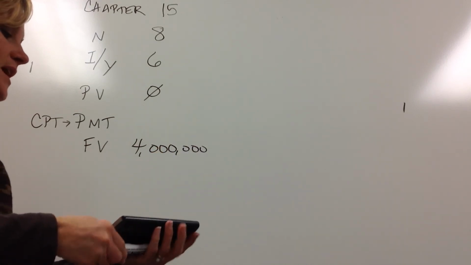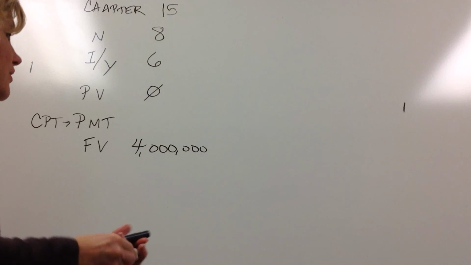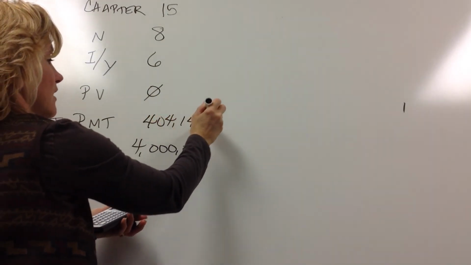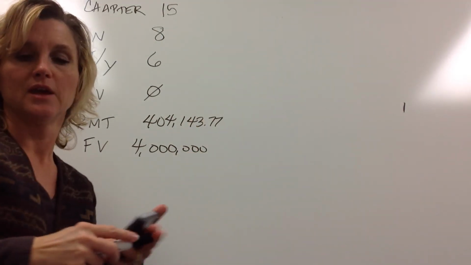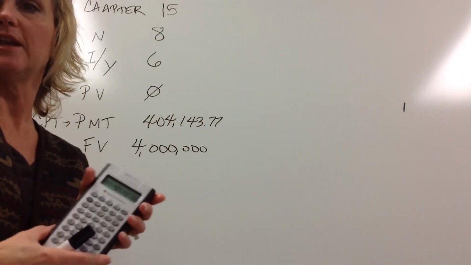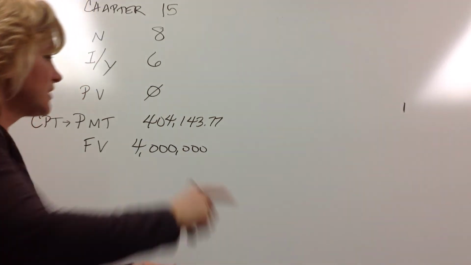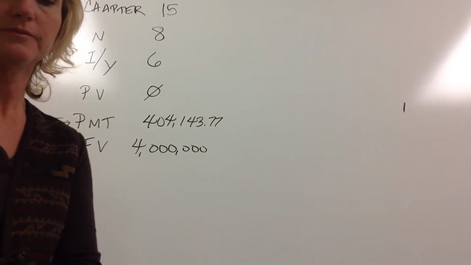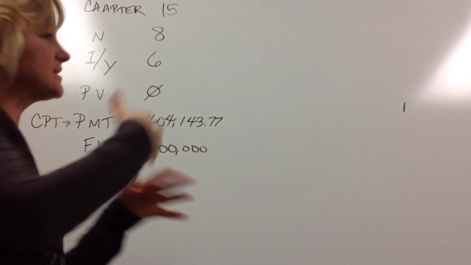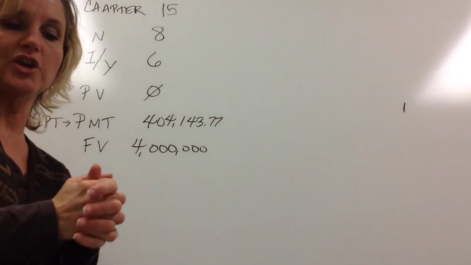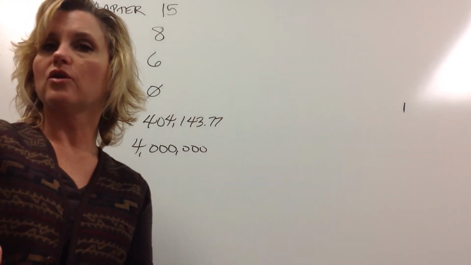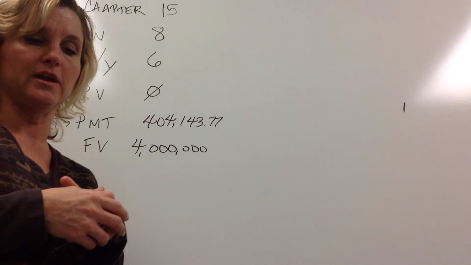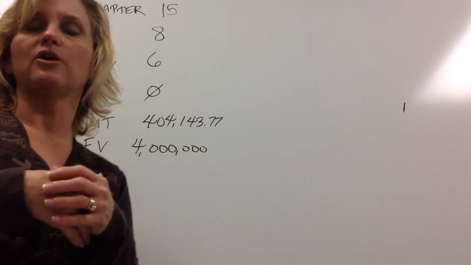And they would need to be setting aside $404,143.77. So that's how much money they would need to be setting aside each year so that they would end up with their $4 million to pay back those bondholders. So that is kind of an example of different calculations within Chapter 15. So look over my additional in-class exercises that are worked out in a Word document, and then get busy on your MyMathLab homework.